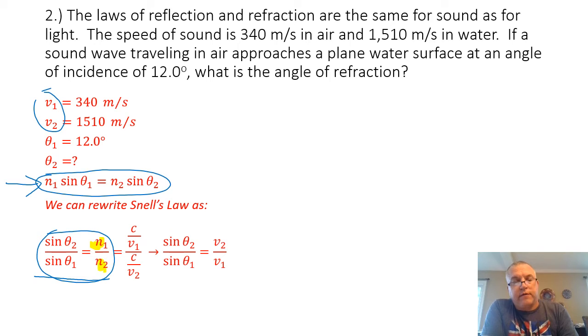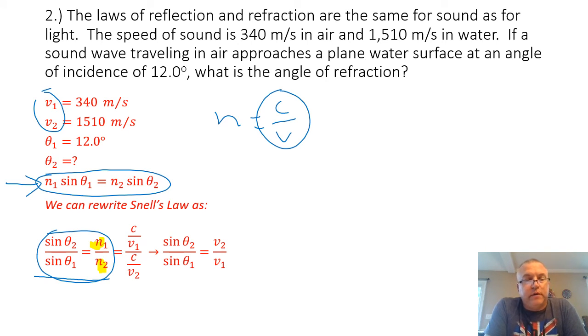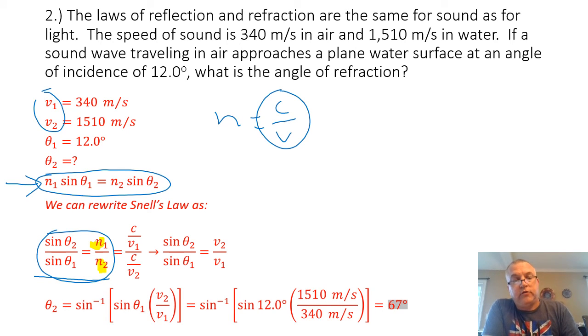indexes of refraction here, because I know that the index of refraction, n, is equal to c divided by v. So I could take c divided by v and swap it for the n in both sides of that equation. So n1 becomes c divided by v1, and n2 becomes c divided by v2.